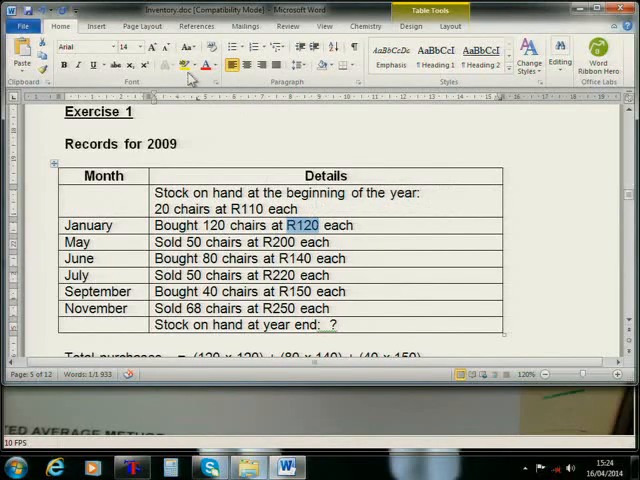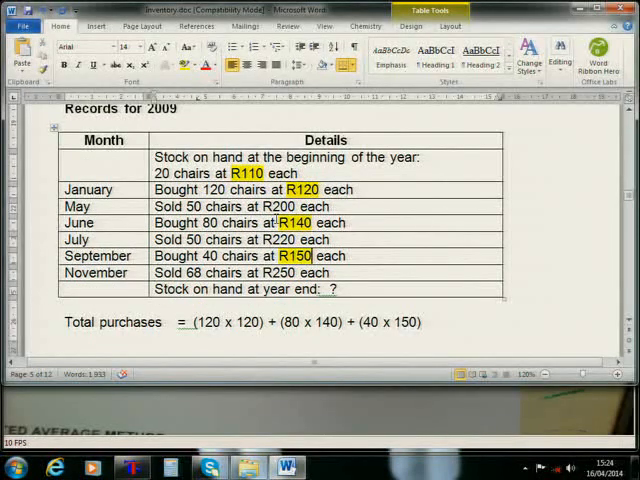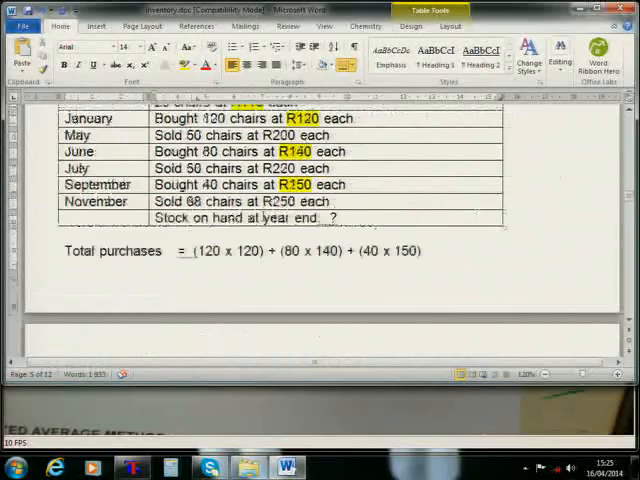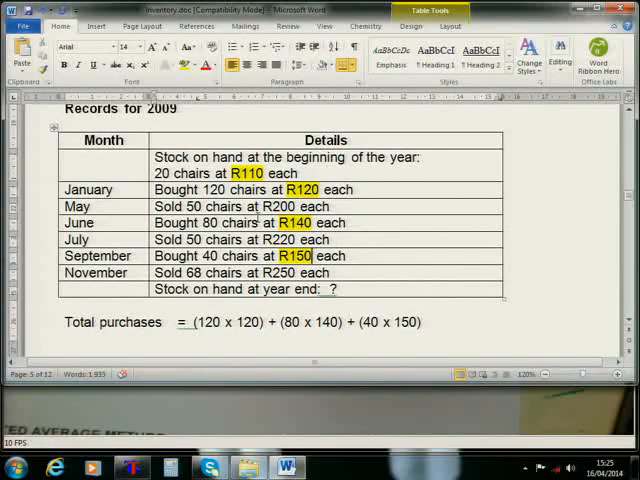Then we pay 120 Rand for a chair. And then we pay 140 Rand for a chair. And then in September we paid 150 Rand for a chair. And they asked us what was the stock on hand. So can you see that the price differed the whole time? It fluctuated the whole time. What they want us to work out is to calculate the stock on hand at the year end.